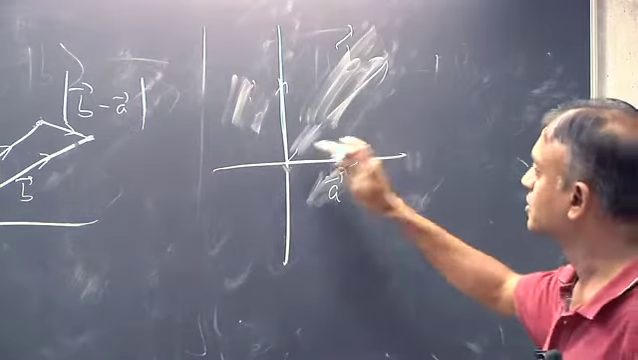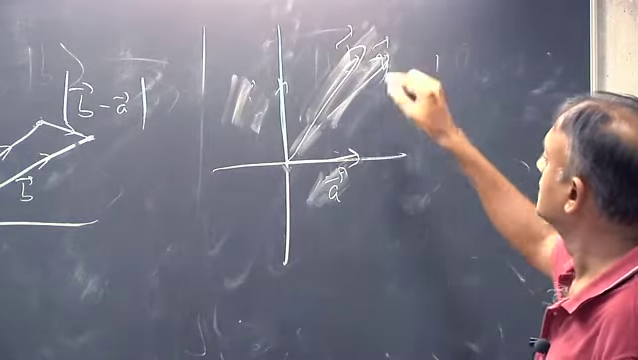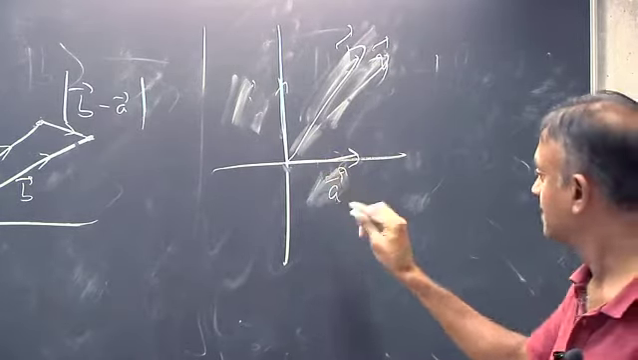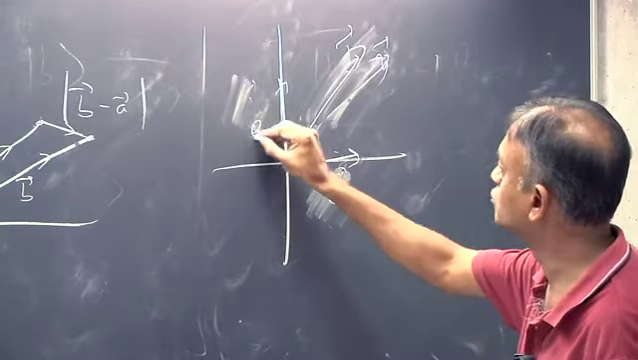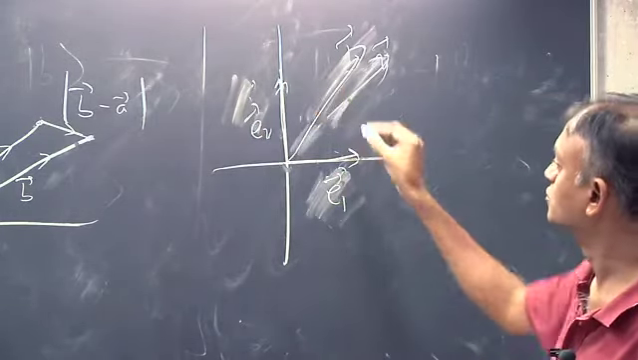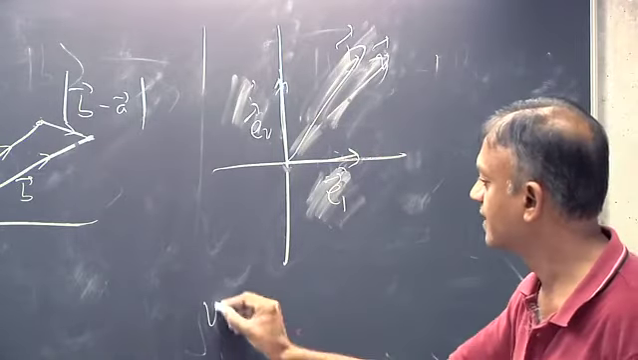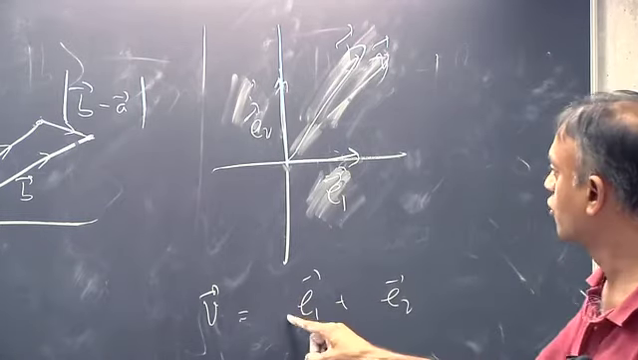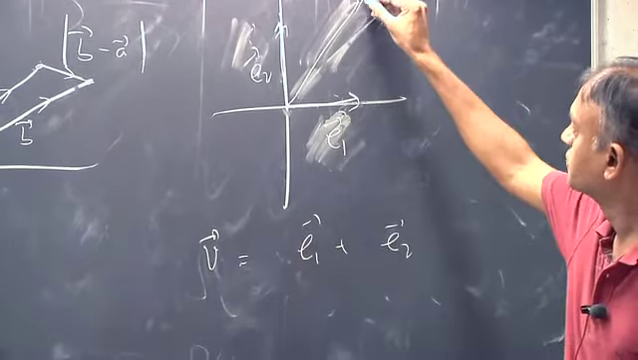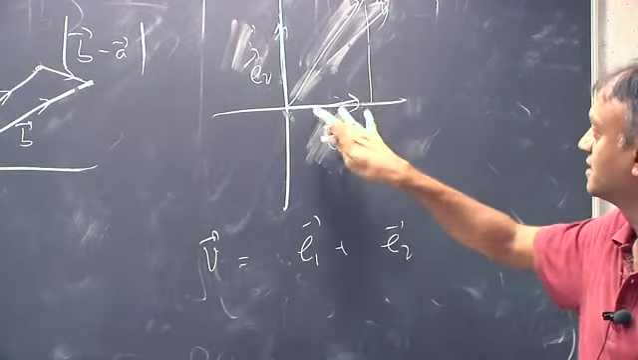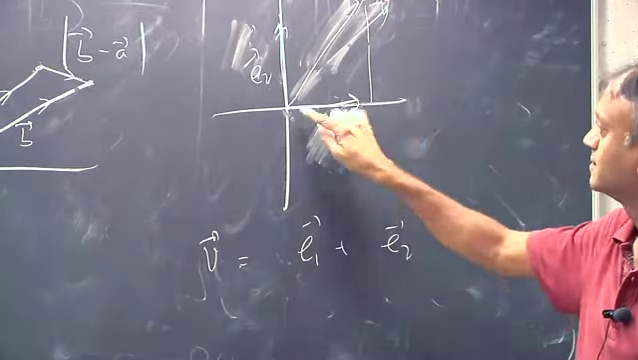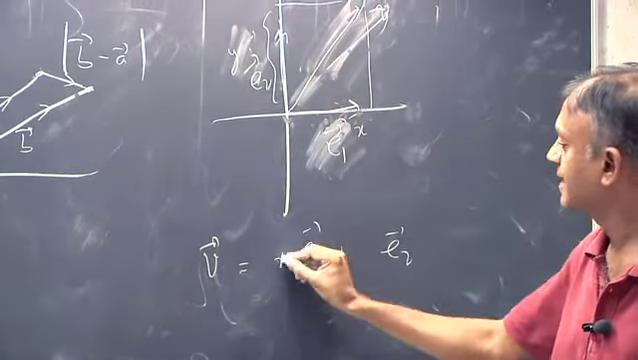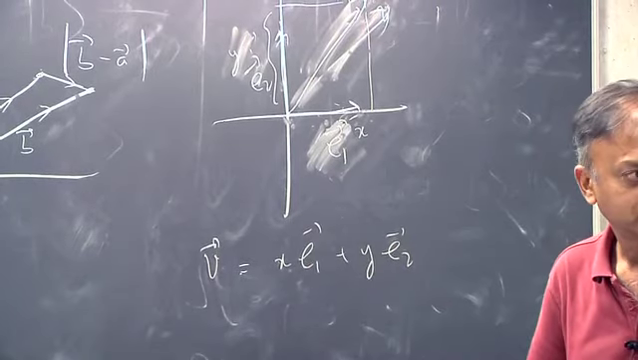Why is it easier? Because if I take any vector v and write it as a linear combination of these two orthogonal vectors, let me use another symbol here, E1 and E2, with some coefficients, what are these coefficients? They are just the projections. So this length will be some x, and if you project here, this will be some length y. Then this will be simply x E1 plus y E2, right?